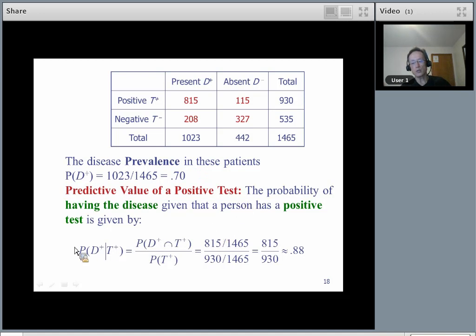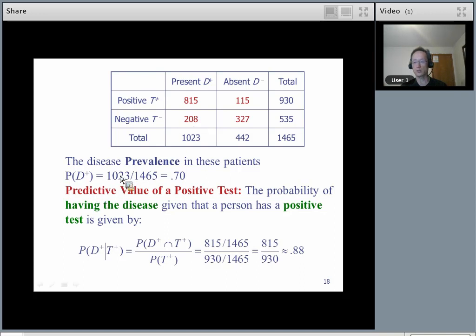Now, this is one way to calculate the predictive value of a positive test, when we have complete information about the evaluation of this particular test procedure. But in practice, sometimes you don't have all this information. In that case, the prevalence is oftentimes important when we try to calculate the predictive value of a positive test.